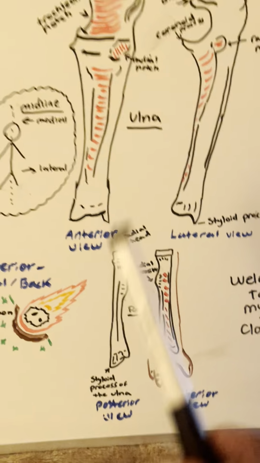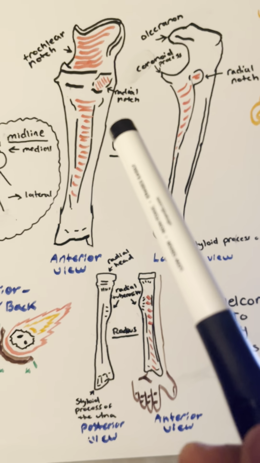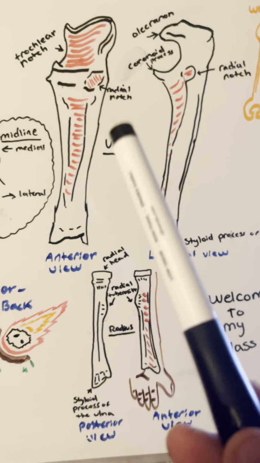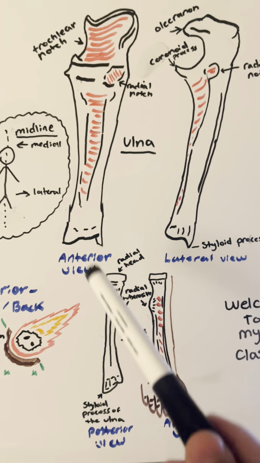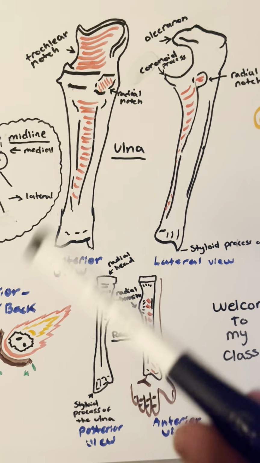Now, apart from that, in the ulna, you want to know a few things. So you want to know the radial notch, and that's the radial notch that is right there, and this would be the anterior side of the bone.